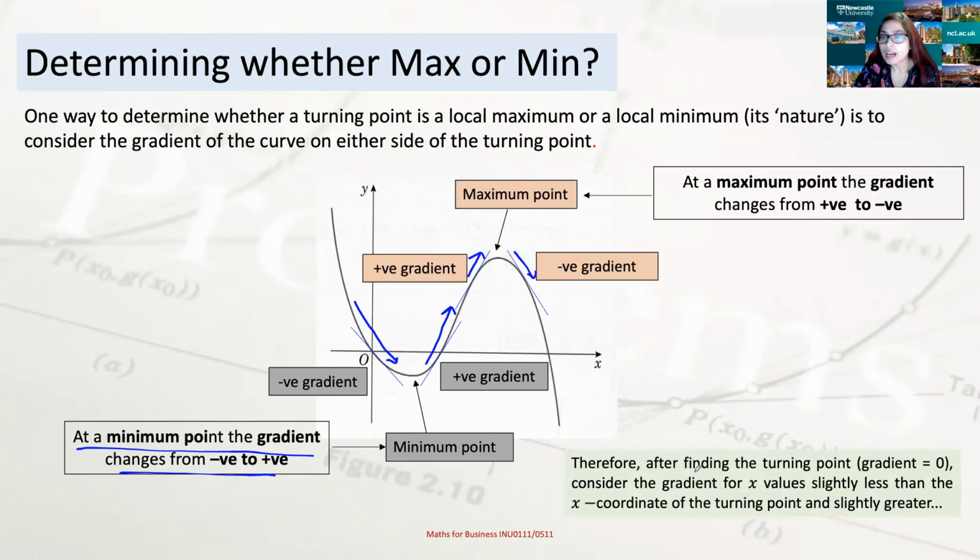So after you find the turning point, you can consider some values of x on either side of the turning point to check whether it is a maximum. If you substitute a point and the gradient is positive on the left side and negative on the right, that is, it changes from positive to negative, then it's a maximum. If the gradient changes from negative to positive, it is a minimum. Let's do an example to understand that.